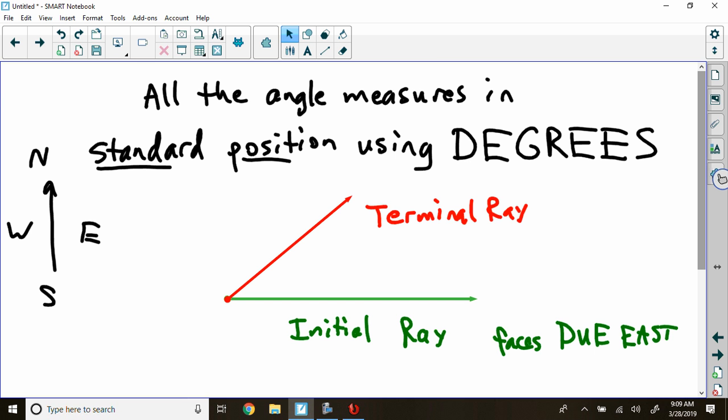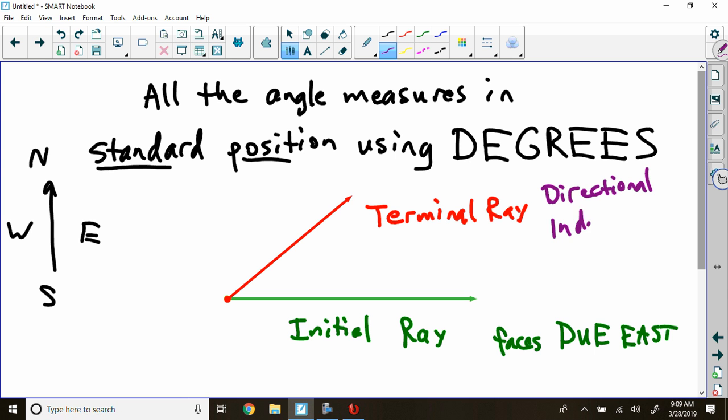Because when we talk about the standard position, not only do we need an initial ray, not only do we need a terminal ray, but we also need a directional indicator.